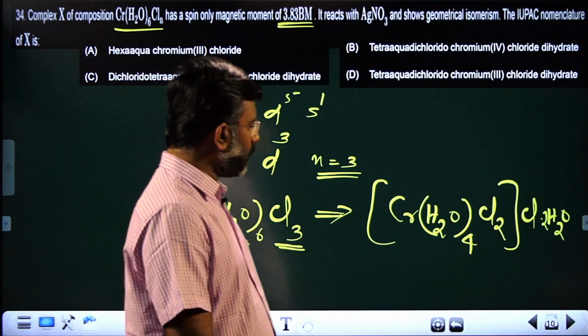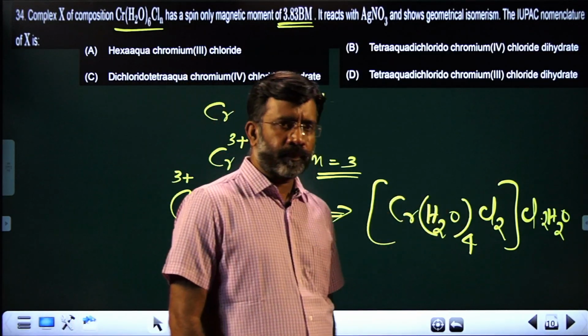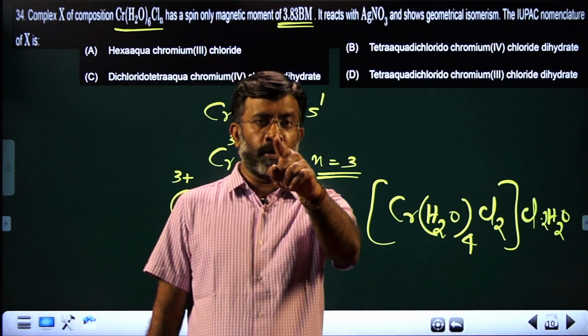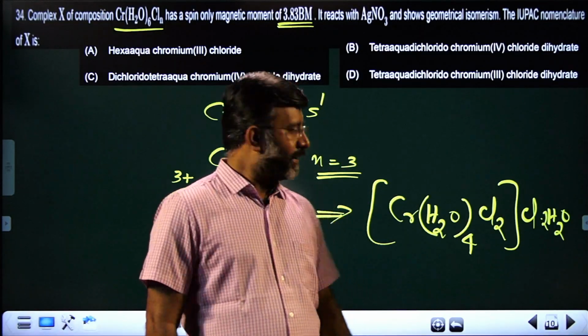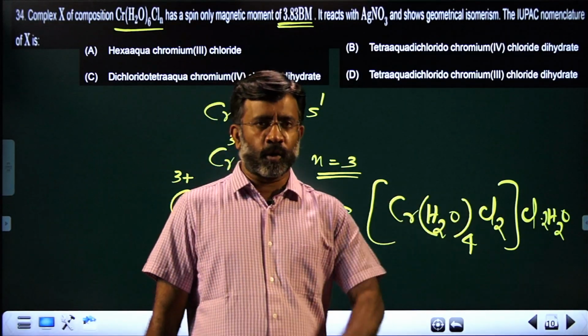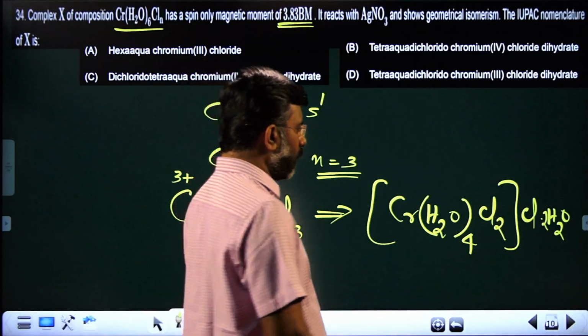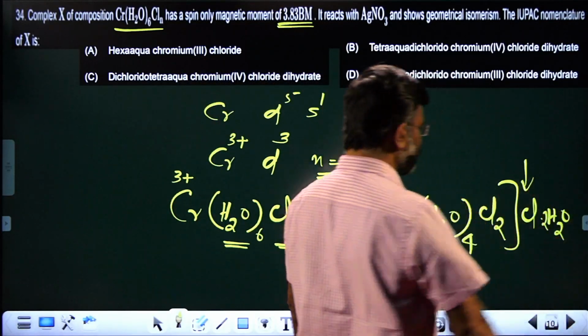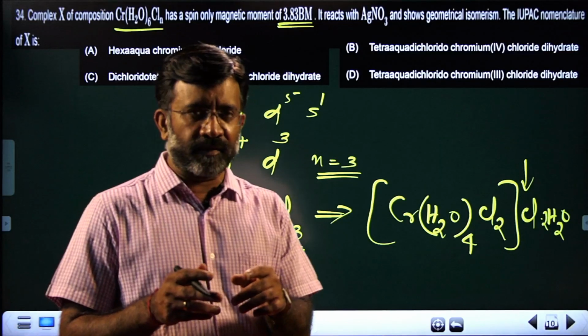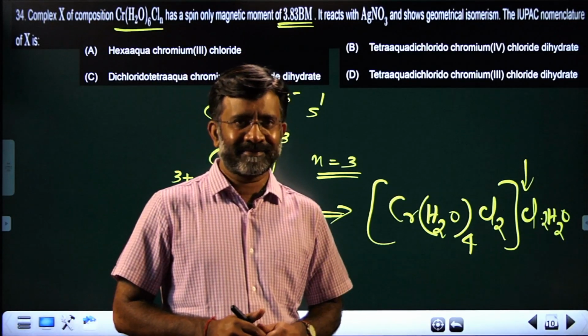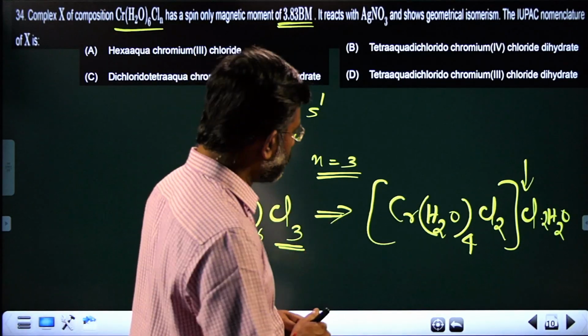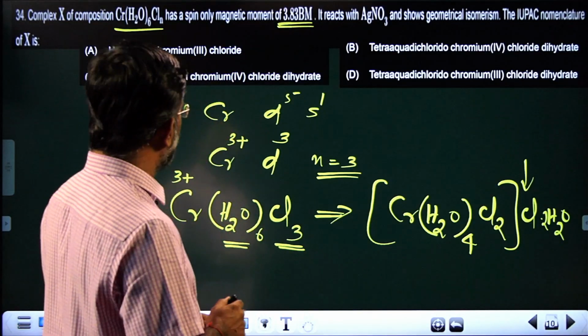Now you have the complex MA4B2. MA4B2 can show cis-trans isomerism. Now 1 chlorine is available outside. Therefore, it can react with silver nitrate. Right? So what is the name of that complex?